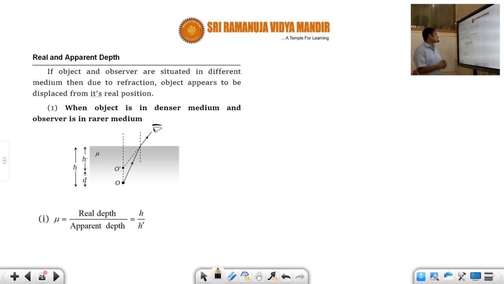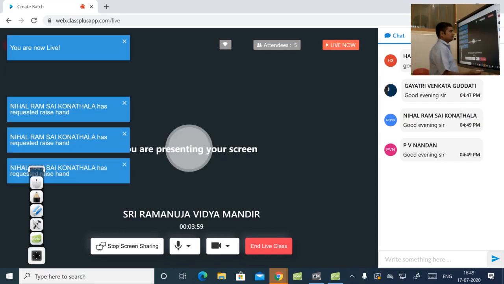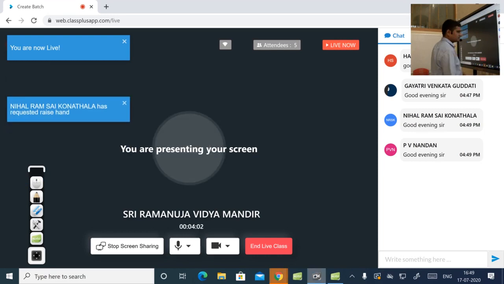There are two cases. Case number one, when the object is in the denser medium and the observer is in the rarer medium. Afterwards we are going to see case number two, when the object is in the rarer medium and the observer is in the denser medium. Let us see how to understand these.